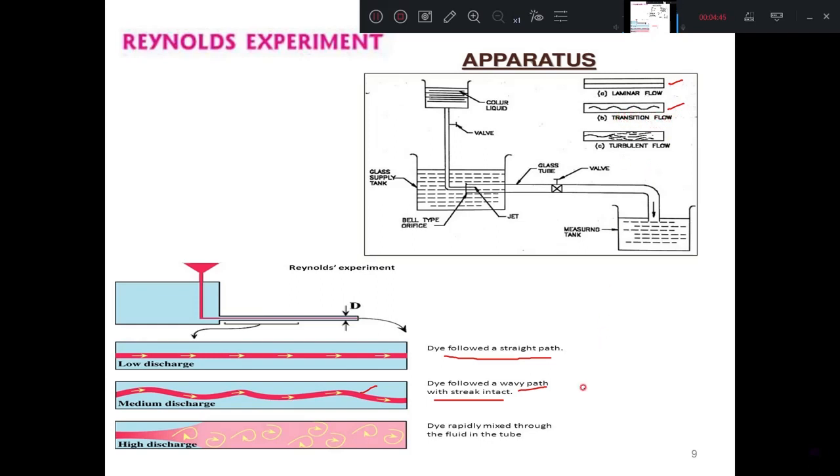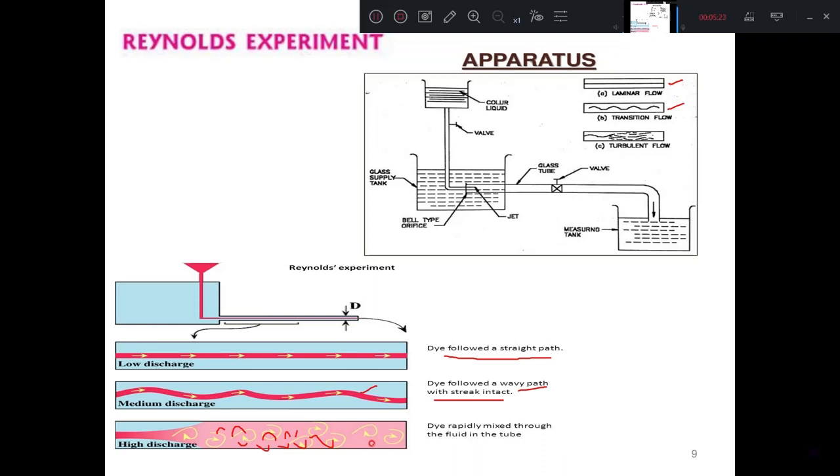The third observation he made was that with further increase of velocity of flow, the wavy dye filament broke up and finally diffused in water, as you can see in this figure. It got mixed up completely. This means that the fluid particles of the dye at this higher velocity are moving in a random fashion, that is in a zigzag manner also, which shows the case of turbulent flow.